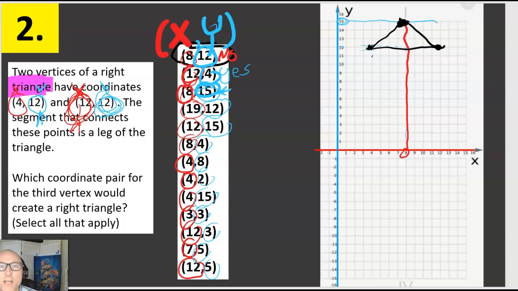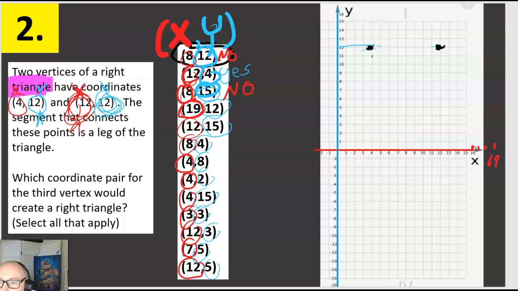Okay, here we go. We did it. It's a triangle. But no, they wanted a leg of a right triangle. This is not a right triangle. Next. That's going to be a no.